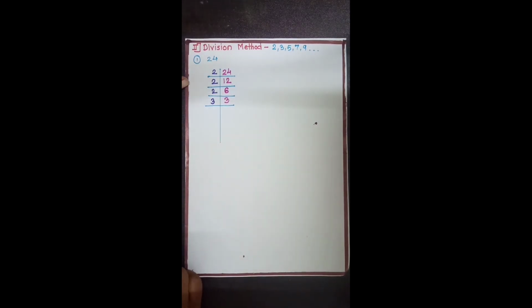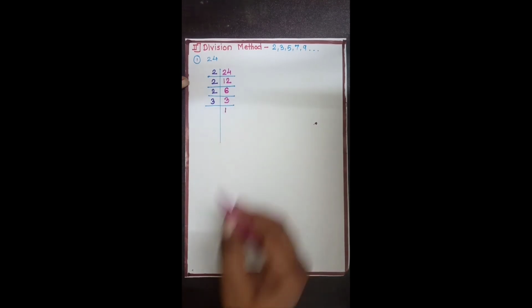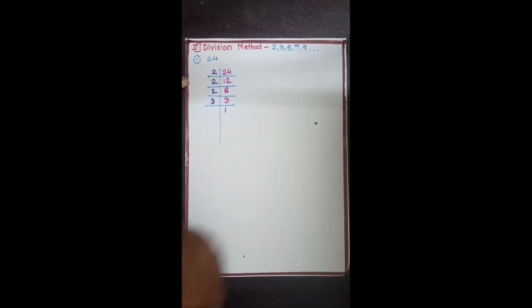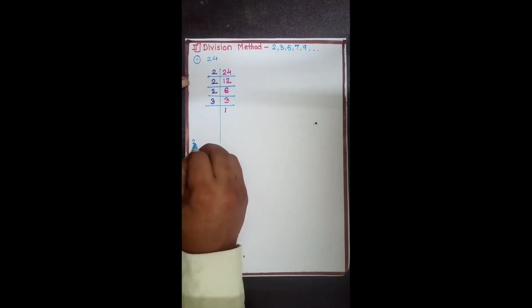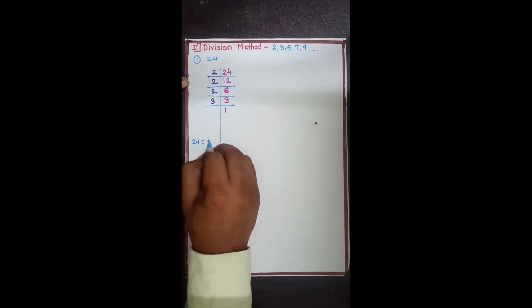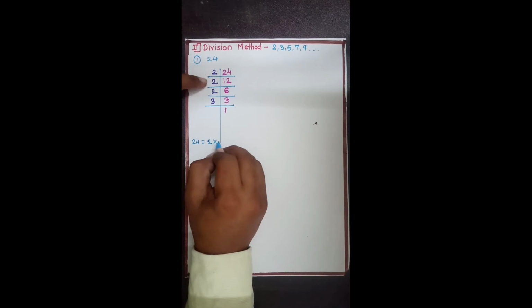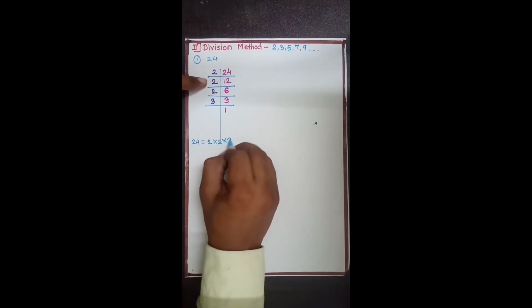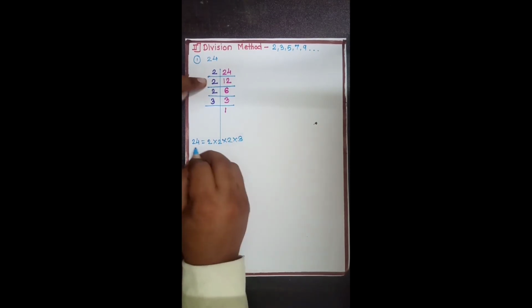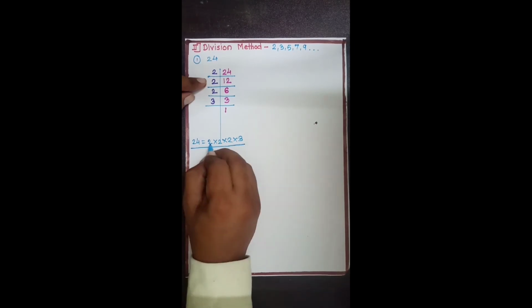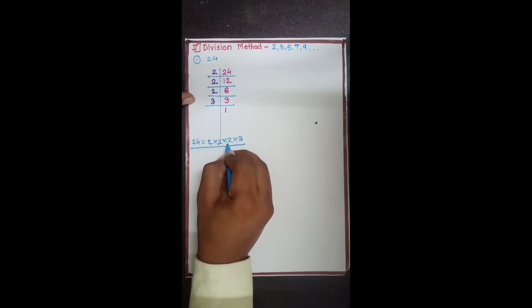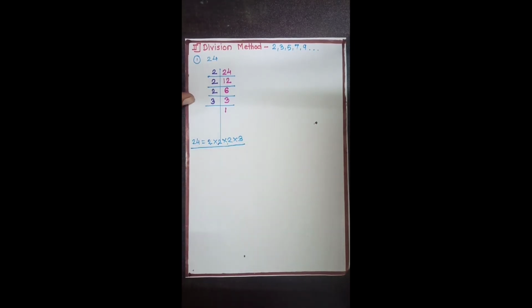Okay, so if we divide 3 by 3, then we'll get quotient 1. So this is the prime factorization of 24. That is, we have to write 2 multiply by 2 multiply by 2 and multiply by 3. See, 2 2s are 4, 4 2s are 8, 8 3s are 24.